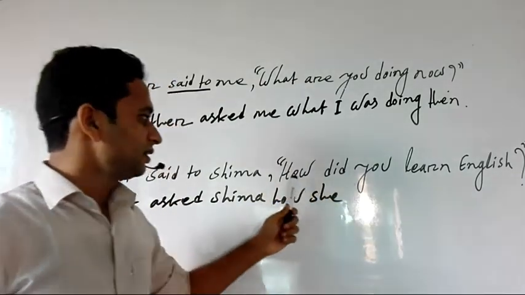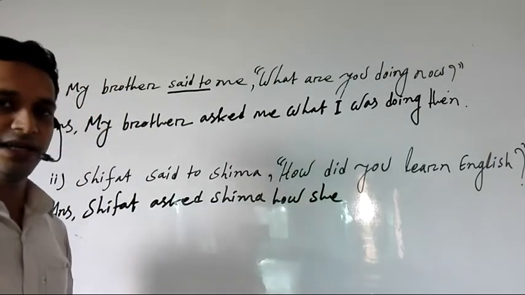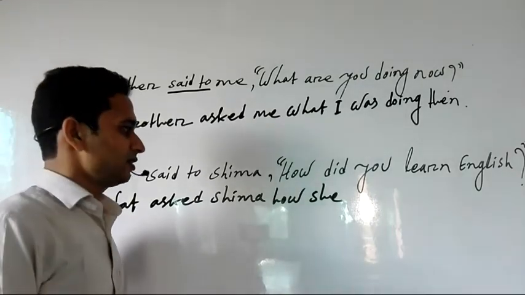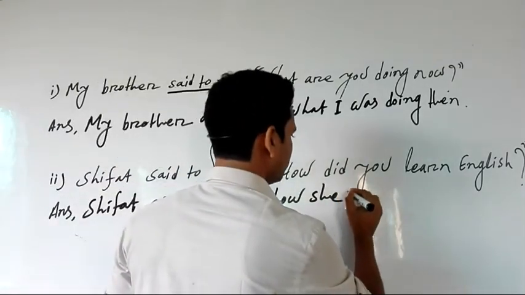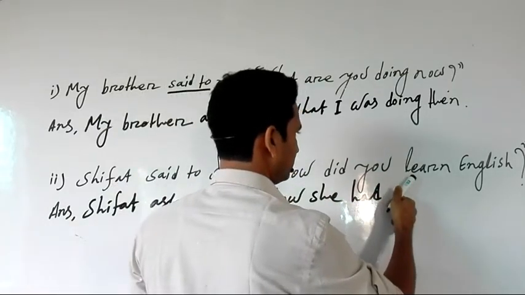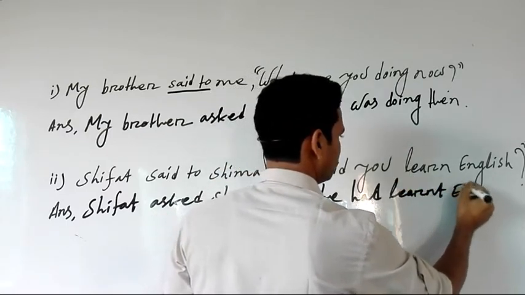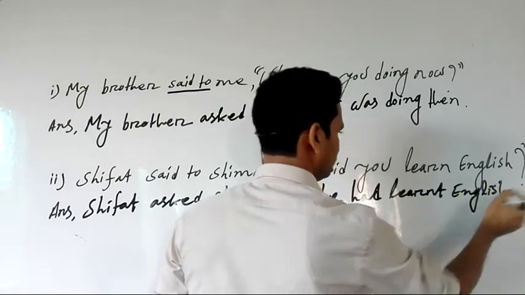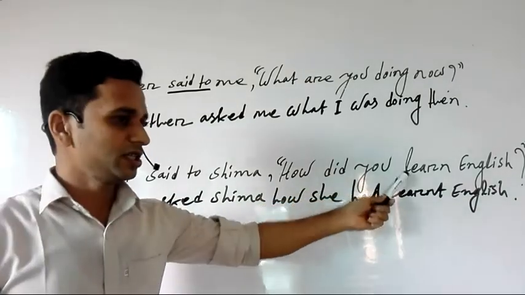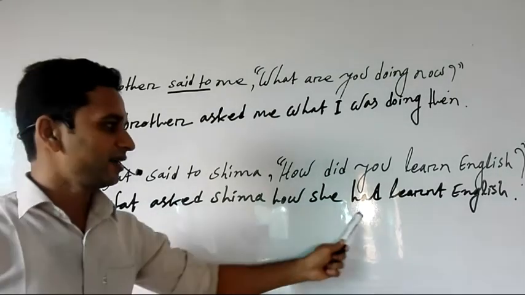How did you learn English? This direct speech is in past indefinite tense, and we know for past indefinite tense we turn it into past perfect tense. So we will write here had, and the past participle form of the verb, learned, English. Okay, Shifa said to Shima, how did you learn English? And the indirect speech: Shifa asked Shima how she had learned English.